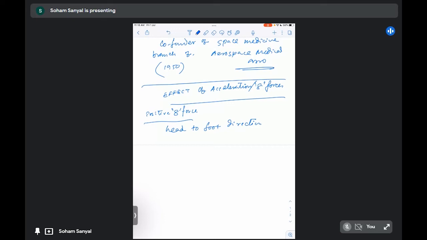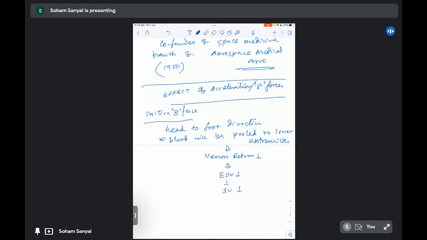If the G force is applied head to foot, that means you are going up very quickly. What will happen? The blood will be pulled to the lower extremity in case of positive G. Since blood is pulled to the lower extremity, the venous return will come down. So venous return will be low. If the venous return is low, end diastolic volume will also be low. If end diastolic volume is low, stroke volume will be low.